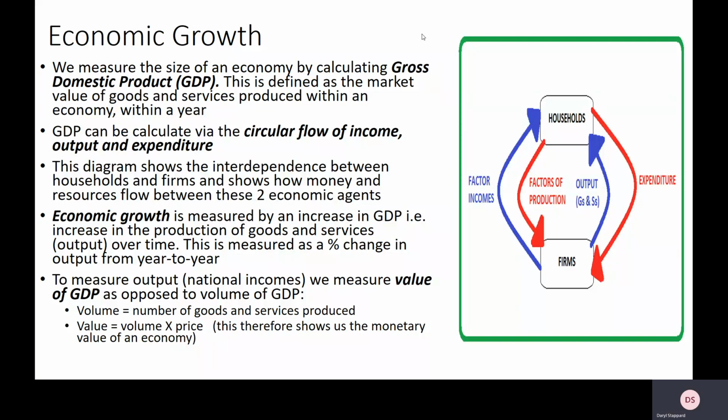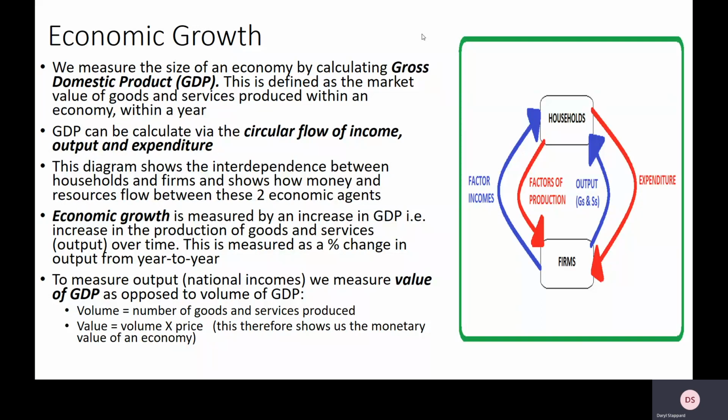So when you look at the circular flow, think about what households do. They will supply businesses with factors of production. This will mainly be labor, but it could also be land, it could be capital, and it could also be enterprise. But in exchange for supplying those factors of production, households will receive factor incomes. So for supplying factors of production, you will get some reward.